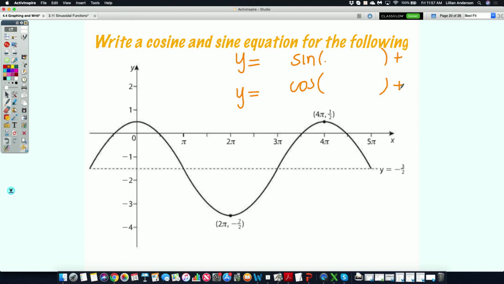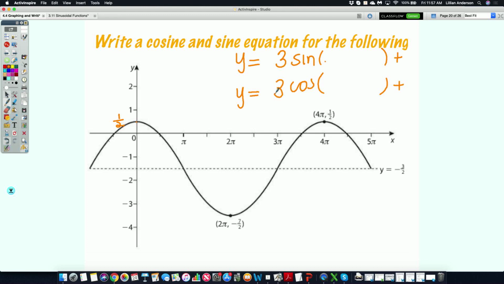What did you guys get A to be? 2. Very good. Your max occurred at what y value? 0.5 or 1/2. And your minimum occurred at negative 3.5 or negative 7 over 2. Remember, you can always find your A by doing, what's the formula? Max minus min divided by 2. So we have 3 for our value of A.